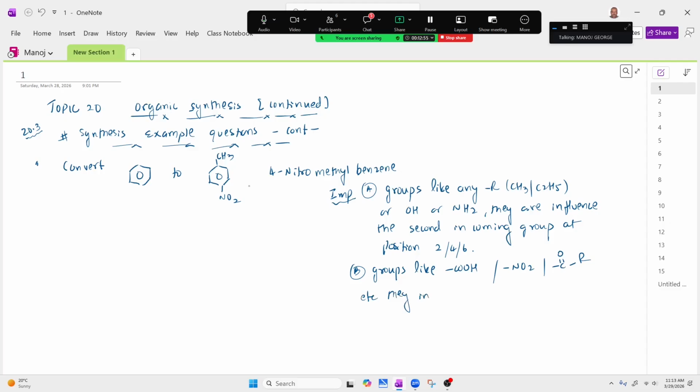If any of these is already present, they influence the second incoming group to go to position 3. So these are called meta directing. This is very good information for you, and you might find it when you look at past paper questions. The examiners have used this rule actually. So these are called meta directing.